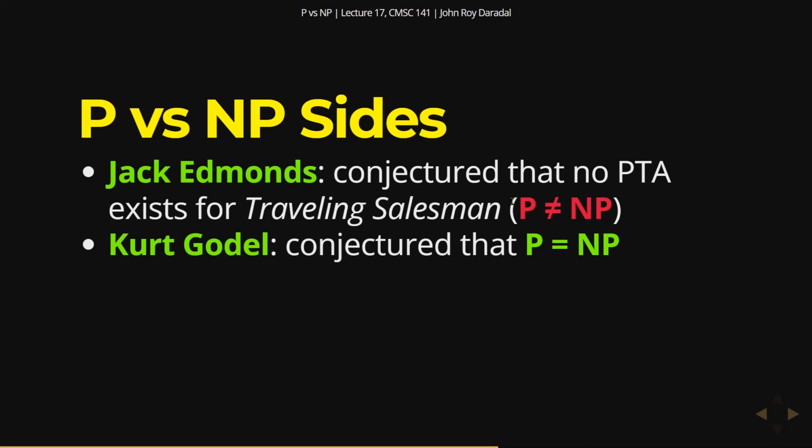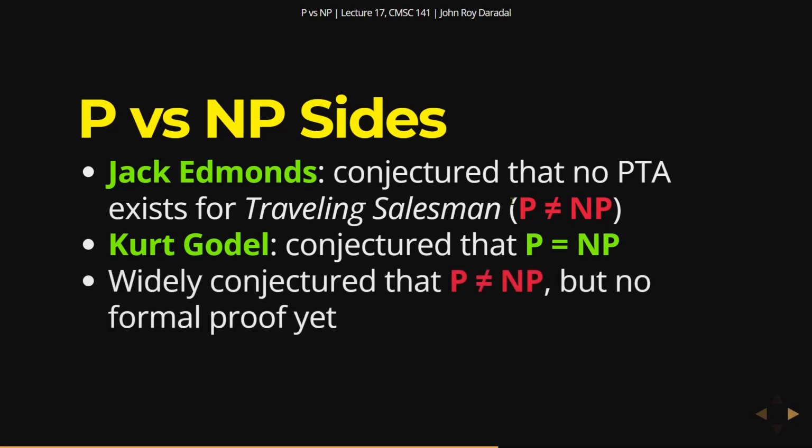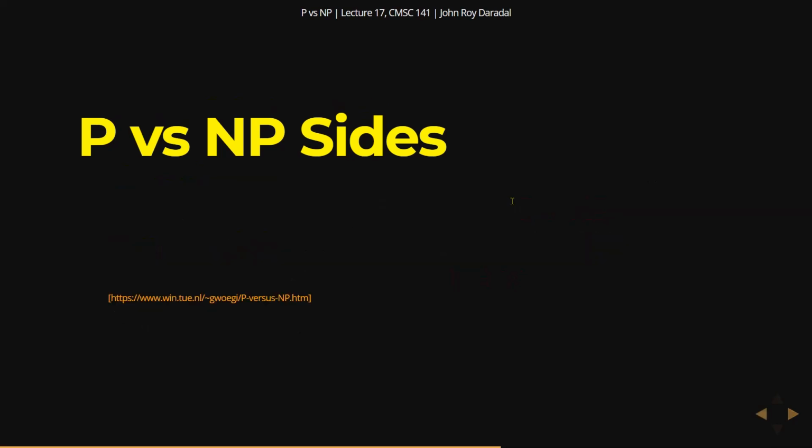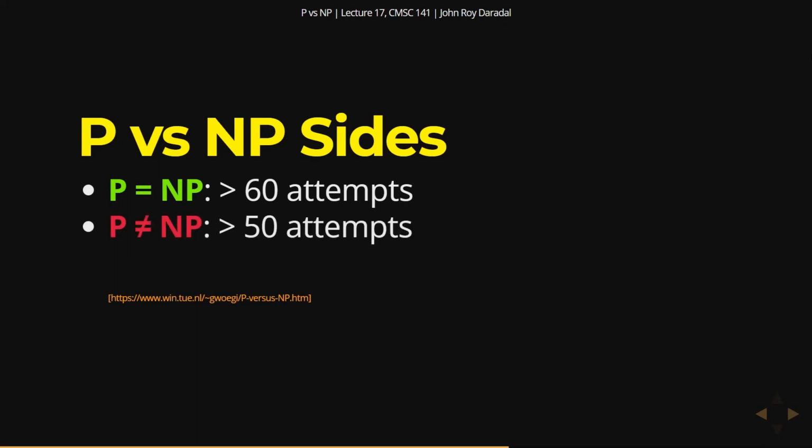Kurt Gödel conjectured that P is equal to NP, and in general, it's widely conjectured that P is not equal to NP, but there is no formal proof yet, so it's still undecided. It's still an open question. To give you some background on the sides of P versus NP, there are more than 60 attempts to prove that P is equal to NP. Then there are more than 50 attempts to prove that it's not equal to NP.